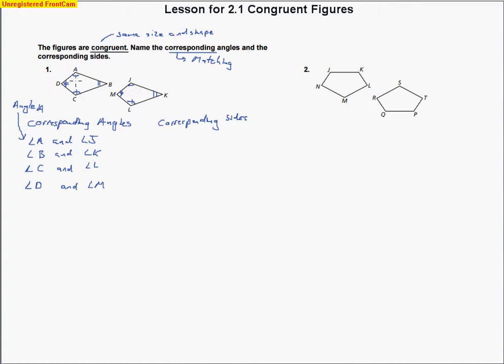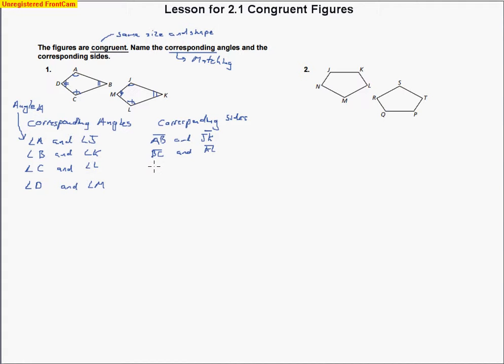And when I look at the side, I'm going to start with side AB. And so AB, use the line on top representing a line segment, and AB, and now if I look at A to B, I'm going to start with A, since A corresponds to J. I'm going to start with J and go to the one that corresponds to B, which is K. So JK are corresponding sides, AB and JK. And then maybe you'll go to BC, and so BC and KL correspond.